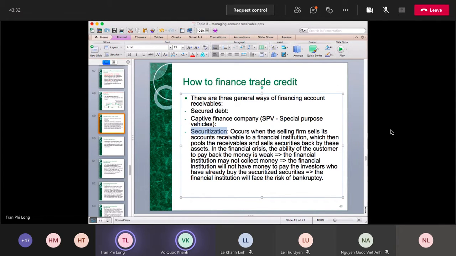Okay. I just think that when you talked earlier about how difficult it is for one firm to collect the receivable, and when I think about a financial institution buying a lot of receivable, I think the difficulty of collection would increase exponentially. That's what I think. It's correct.